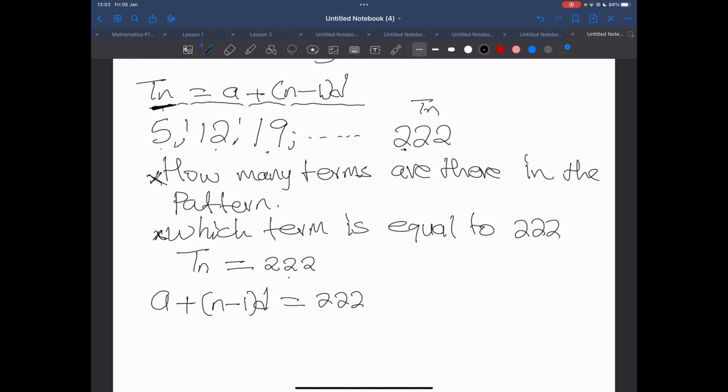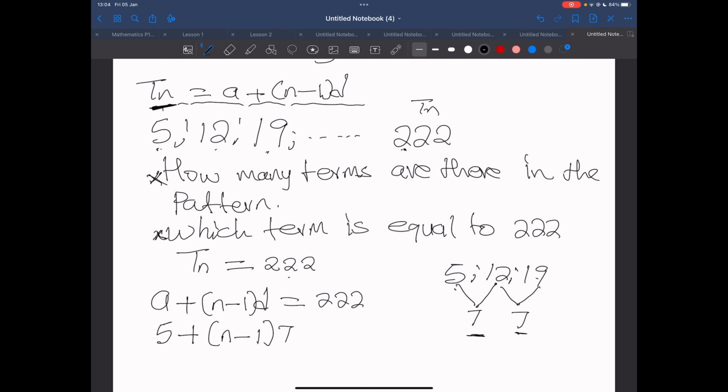Now let us substitute what we have. The value of a is the first term, which we can all see is 5. The n is what we are looking for. And d, let's calculate d. d is the difference: it's 5, 12, and 19. So 12 minus 5 is 7, and 19 minus 12 is 7. So our difference is 7.